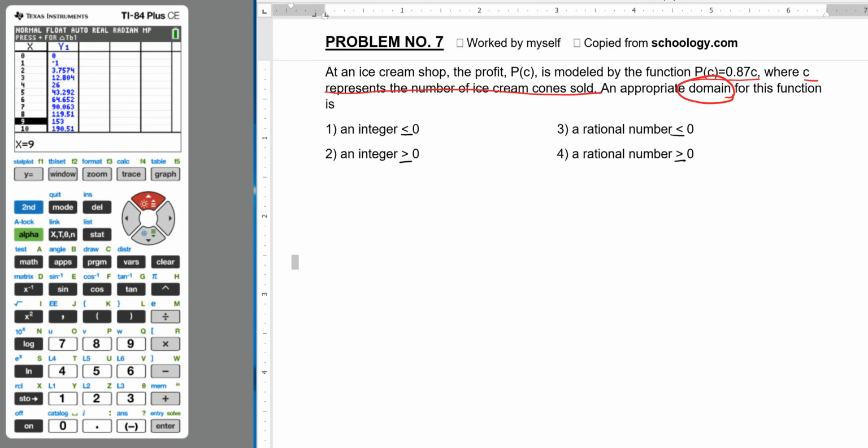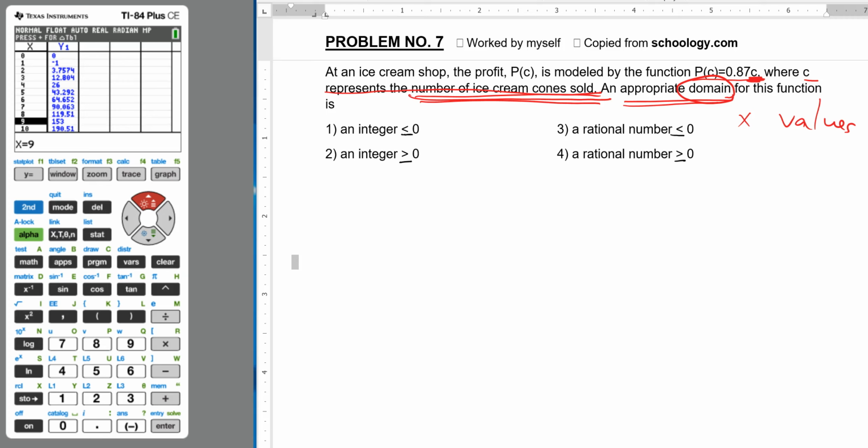Okay, whenever you see this question about appropriate domain, it means your X values, your input. In this case, it doesn't say X in your equation, it says C, right? What is C? C is the number of ice cream cones sold.